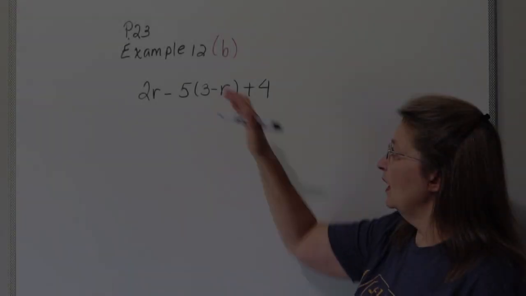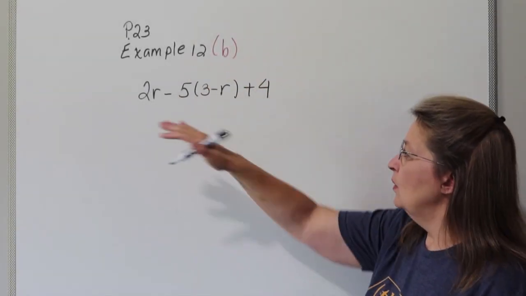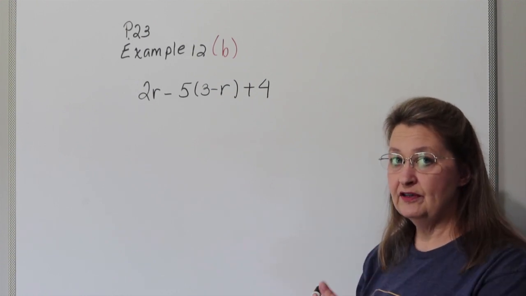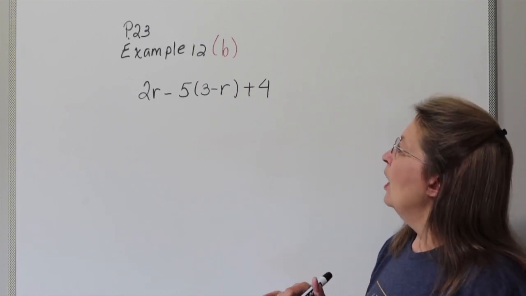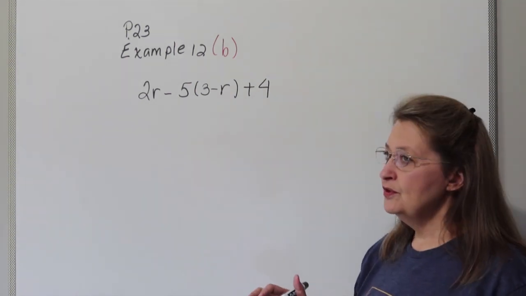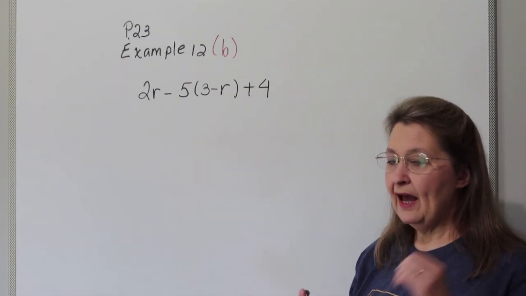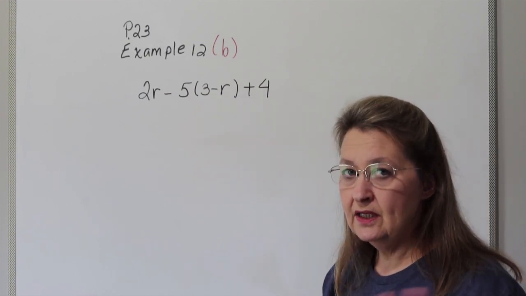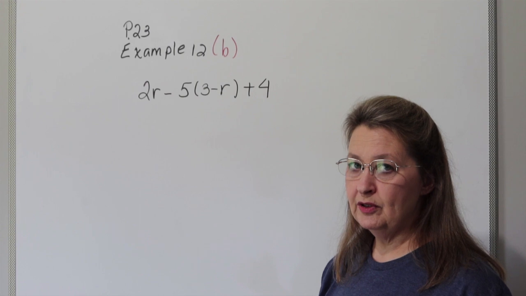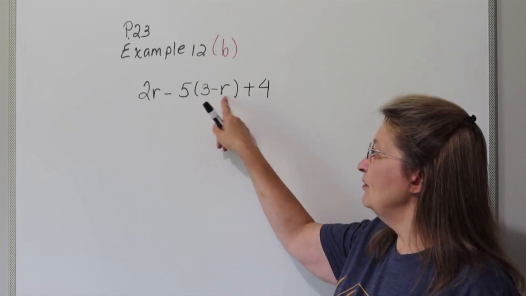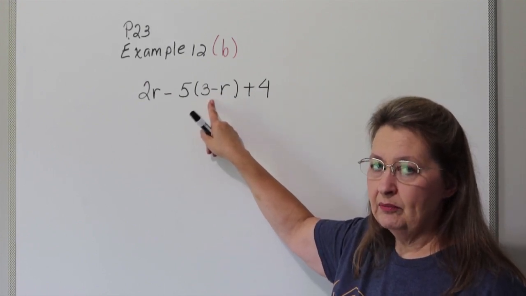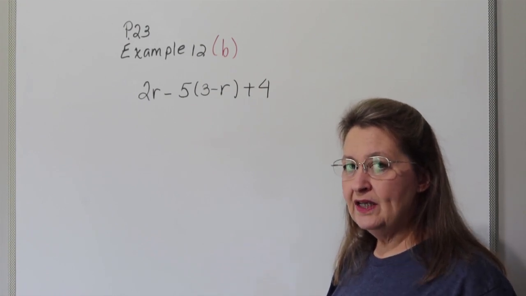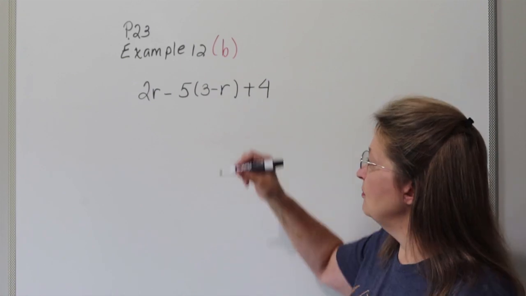Okay, example 12b. Once again I have this expression, and once again, if you want to hit pause and see if you get the correct answer. Alright, going through here to use my PEMDAS first of all, I lock in on this set of parentheses. I need to get rid of the set of parentheses. Now this is what I was telling you a minute ago about your distributive property. I cannot do 3 minus r because I don't know what r is. But there's another way to get rid of parentheses, and that's using the distributive property.